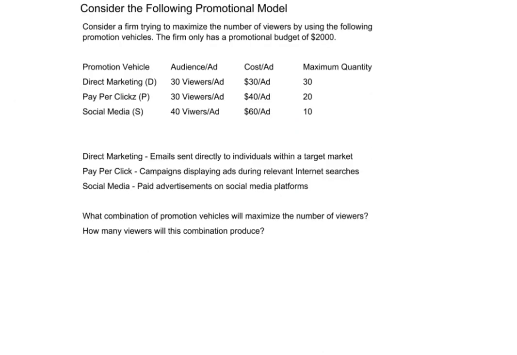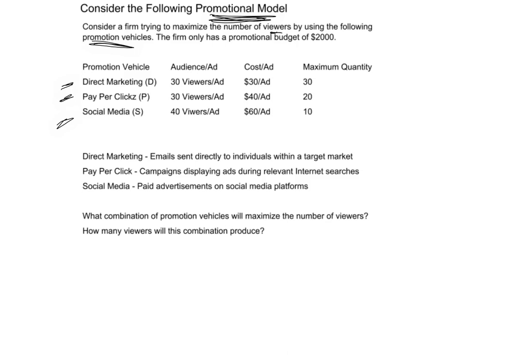Okay, nuts and bolts. We're going to consider the following promotional model. So real quick, we've got a firm, and what that firm is trying to do is maximize the number of viewers they can influence through the following promotional vehicles: direct marketing, pay for clicks, internet advertising, or social media advertising. And so we could use some notation, D, P, and S, to represent those different promotional activities.